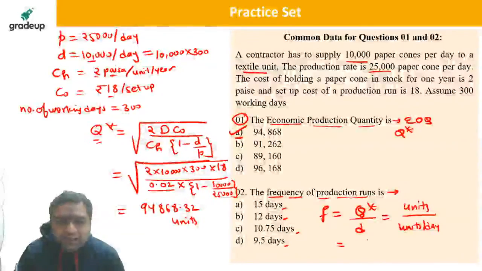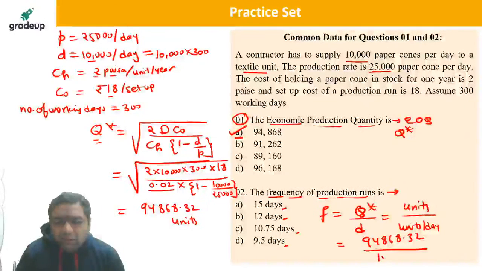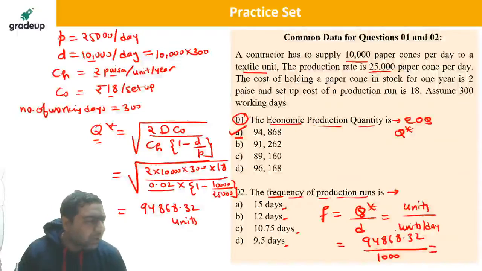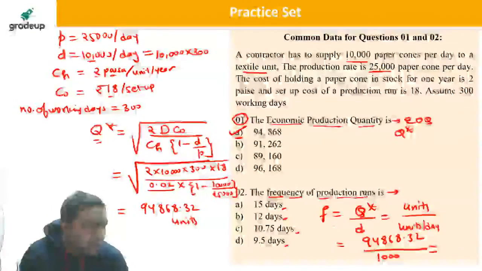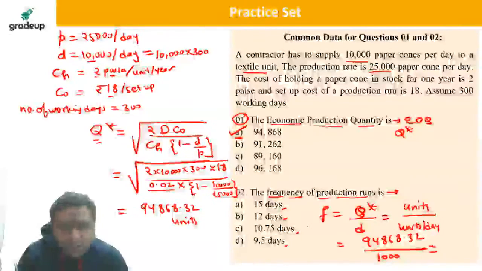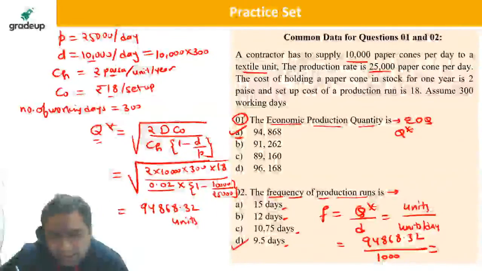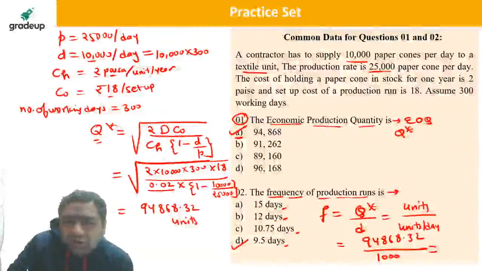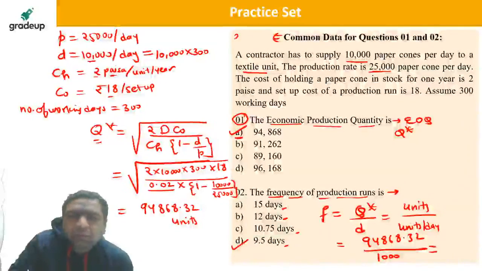So Q star is 94,868.32 divided by 10,000. What will you get as the answer? Very good, Jay, Bhanu Rajan, and Gaurav Vajpayee. Your answer is correct. It will be 9.5 days. So this is the question from model number 2, that is the setup cost model.